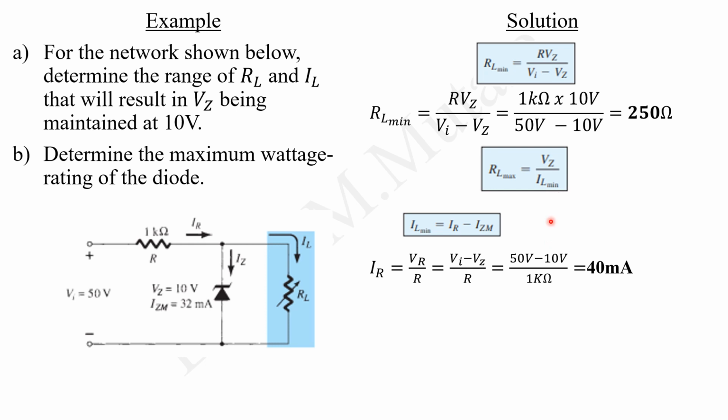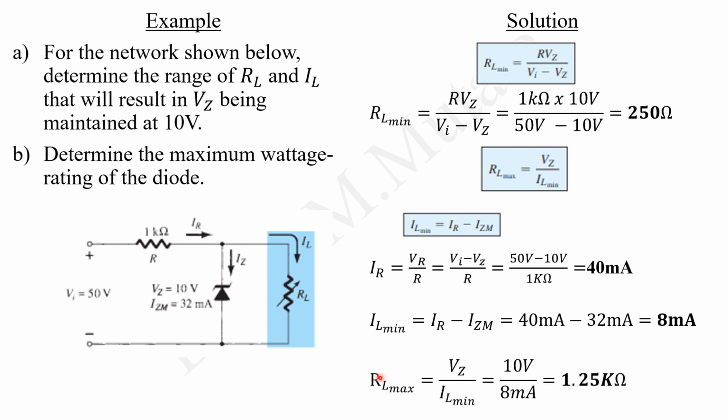Getting this one and substituting into that one, we get the minimum current as the difference between IR, which is this one, minus the IZM, which is this one here, 32 milliamps. The difference is that. So the Zener voltage we have is that one there. When you substitute, we can easily find the maximum value of the resistor. Therefore, our resistor will range from this as our maximum and that one as our minimum.